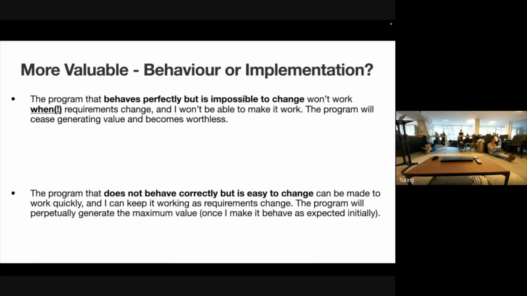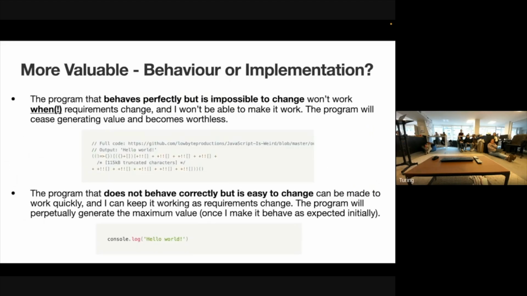On the other hand, you might have a program which doesn't behave correctly now. It doesn't meet all of the requirements, or it could even not meet any of the requirements. But if it's easy to change, then I can fix it quite easily. And also, I can keep it working as the requirements change. And so the program can perpetually generate value for our users. The example there is that a very, very complex implementation of Hello World is very difficult to change. As soon as we change the requirements, it's generating no more value.